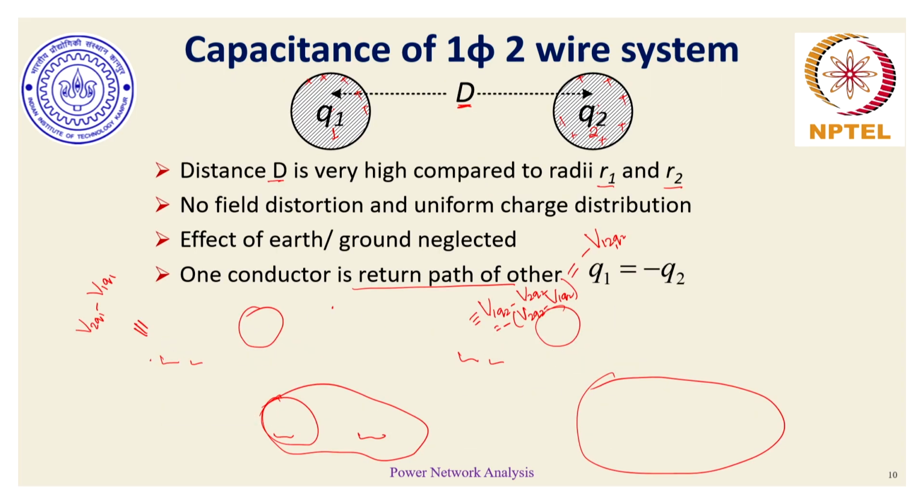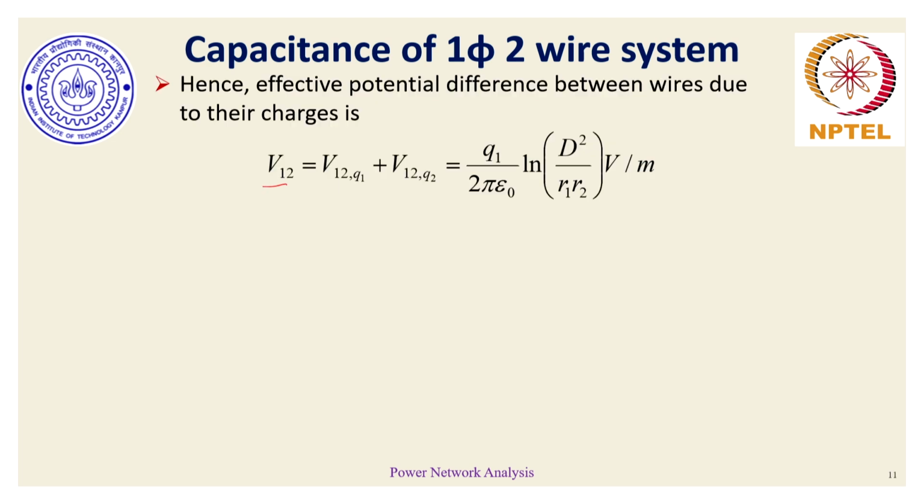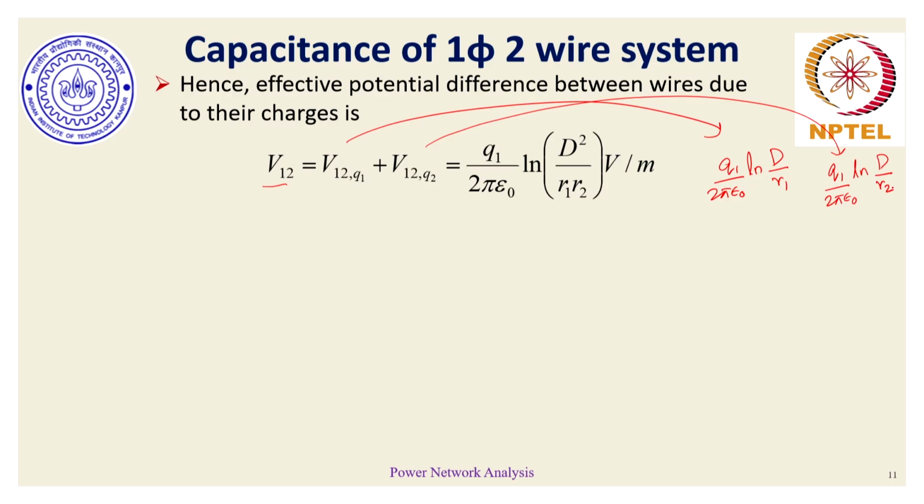So let's do that. We have V12 due to Q1 as Q1 by 2 pi epsilon naught natural log of d by r1. We have V12 due to Q2 as Q1 by 2 pi epsilon naught natural log of d by r2. And remember, when we add these two terms, where the first terms are common, the natural log terms, the arguments of the natural logs get multiplied, and that's how you get d square by r1 r2.